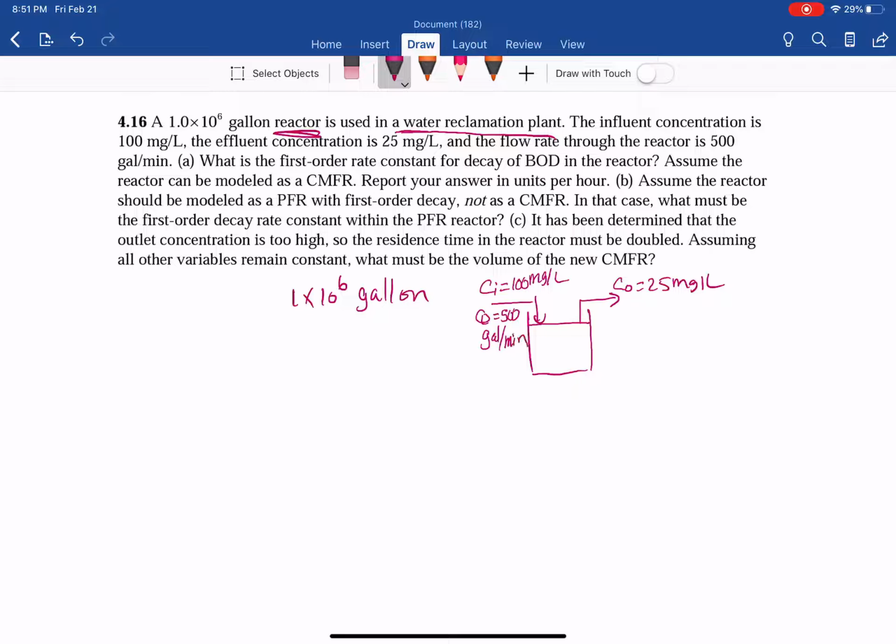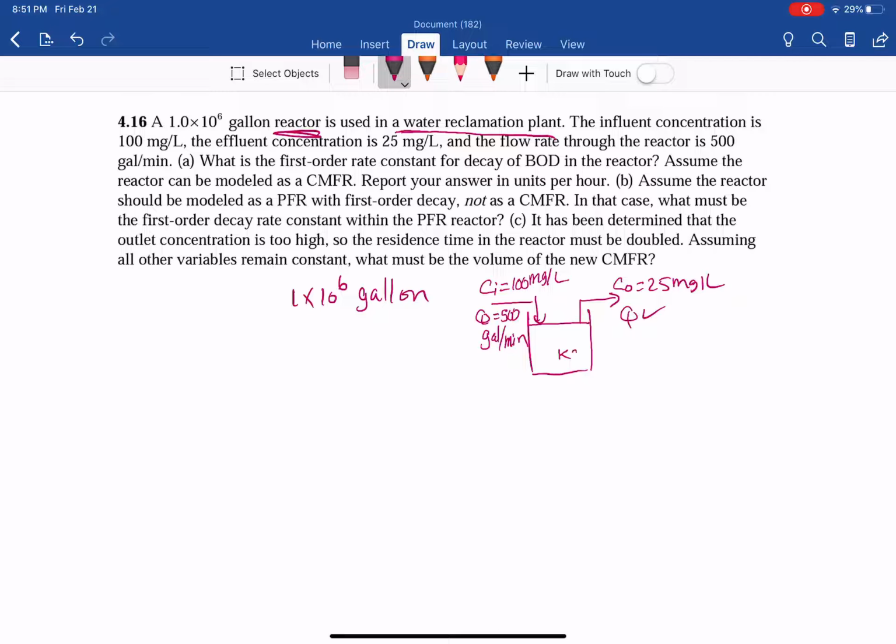Well, the flow rate in and the flow rate out should be the same. What is the first order rate constant for decay of BOD in the reactor? So we need to find K. K is unknown, and we need to know the first order rate constant.